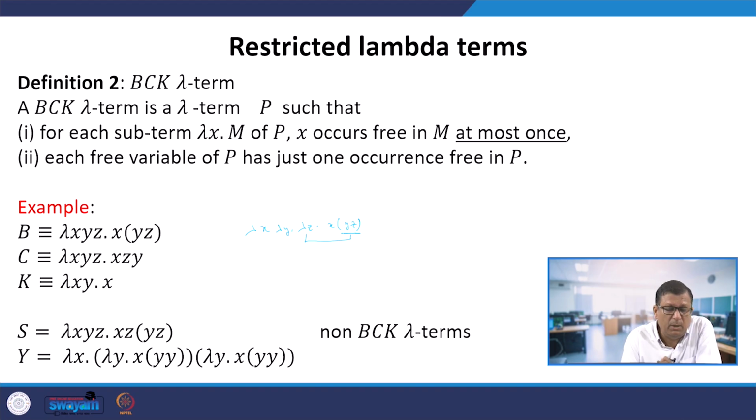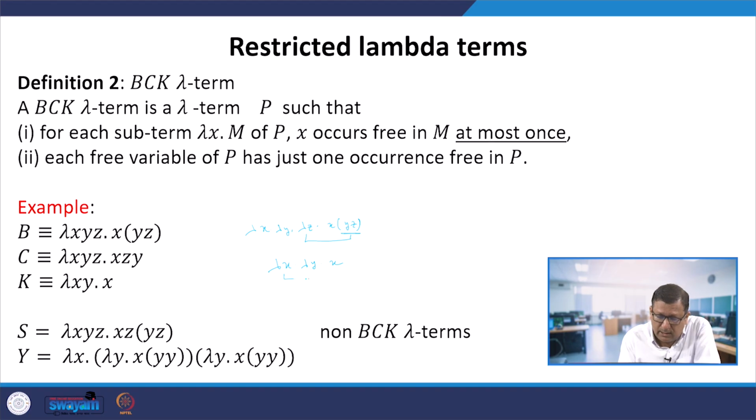Then BCK means B will be there, C will be there, and K will be there. So C similarly, lambda x, lambda y, lambda z. If you are making some rearrangements of this x, y, z in the body of this term, as before it will be a BCK term. Now what about this one? Lambda x, lambda y dot x.